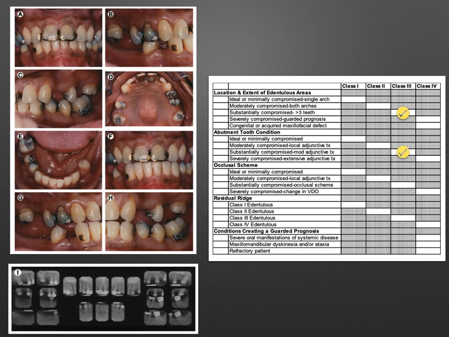How about the abutment teeth? You see there are huge restorations overall, and on the X-ray and intraorally you can see some restorations actually have secondary caries around them, and also some periodontal issues are involved in several abutment teeth. So eventually we'll also think this is substantial for the abutment tooth condition.